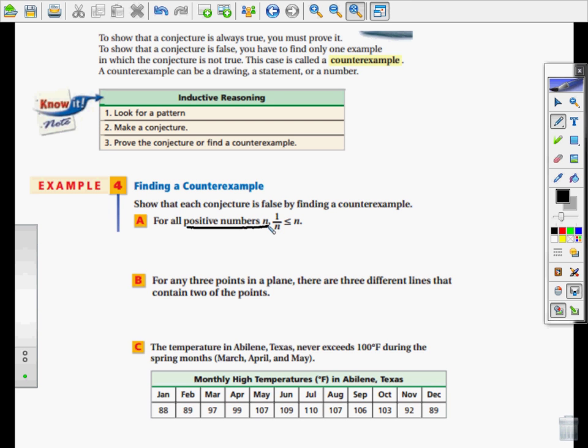I would do a couple just to kind of prove it. Okay, I'm going to let n equal 2. So 1 over n would be 1 over 2, is that less than or equal to n, which is 2? Is a half less than or equal to 2? Yes, so that's true. And that's going to be true for all whole numbers, for all counting numbers. So let's shift gears and let n equal a half. So we're going to do 1 divided by a half. Is that less than or equal to a half?